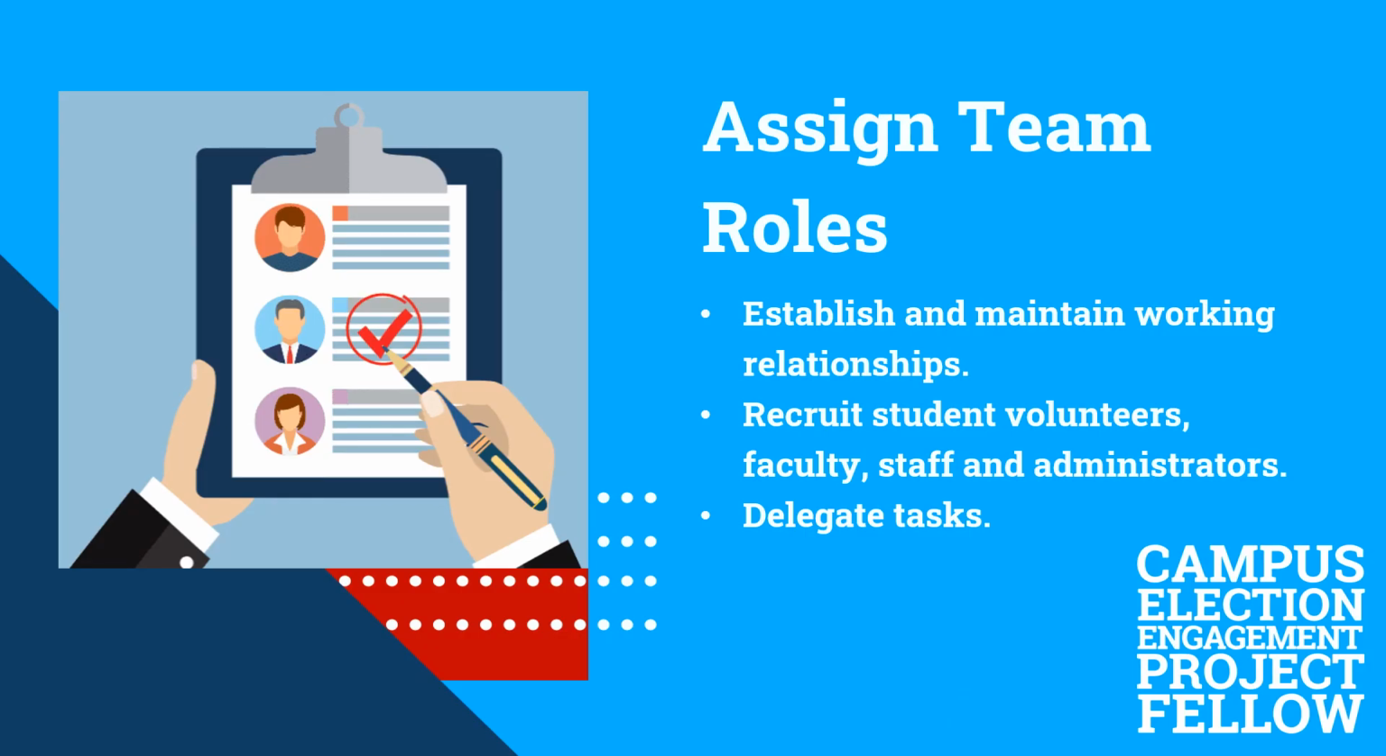As a SEEP Fellow, your success relies on establishing and maintaining working relationships with as many campus contacts and organizations as possible. It is impossible to engage a campus alone. You will want to recruit a core group of student volunteers, administrators, faculty, and staff to coordinate campus election engagement efforts. Divide up the work and ensure that key stakeholders talk with each other and share in the effort. Your state director and campus advisor can help you think through how to recruit volunteers.